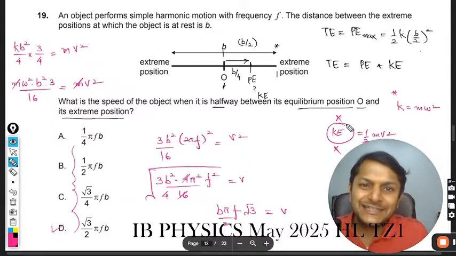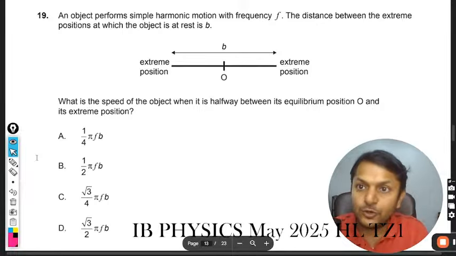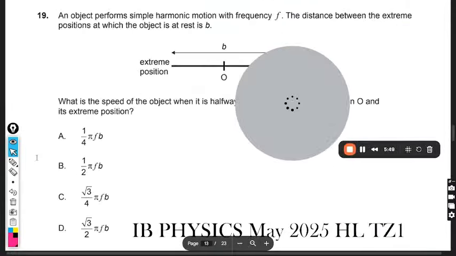Okay, dear students, this is how we do this question. Let us see the answer for this. The answer for me is D, question number 19. Yes, absolutely. The answer for this question is D.